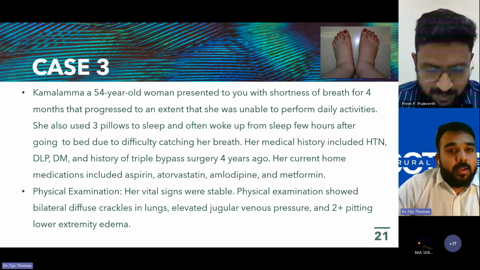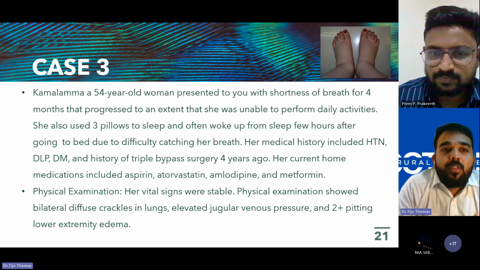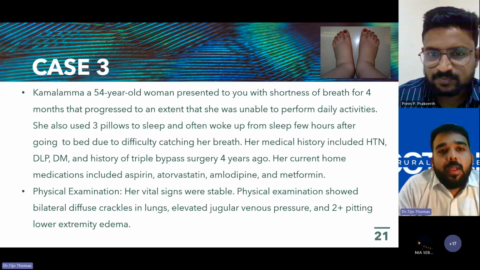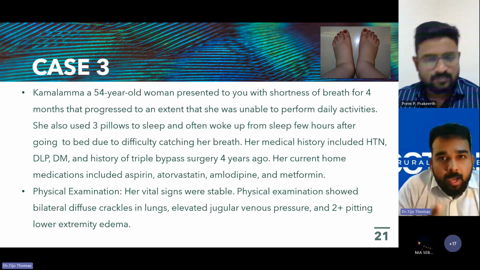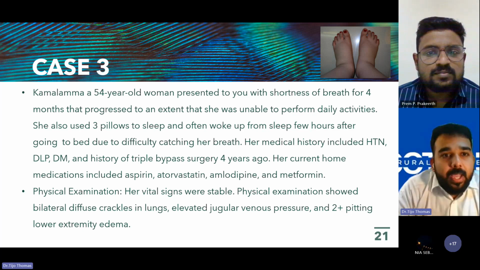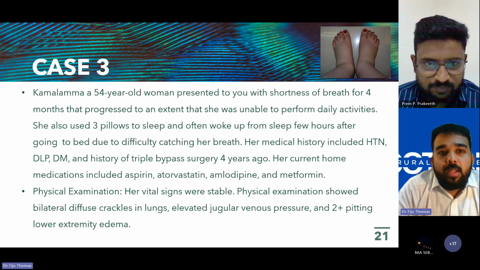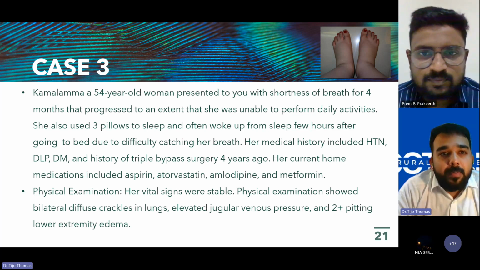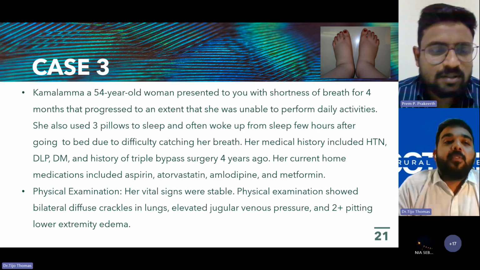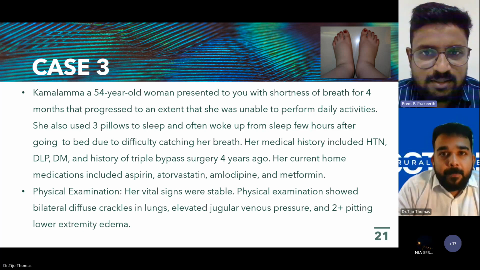So going into history, it's an elderly female who presented with shortness of breath, and it was there for a long time, and it has progressed, and she is unable to perform her daily activities. The patient already had edema, and the patient gave a history of PND, where the patient often woke up from sleep after a few hours of going to bed. So, can you just analyze the symptoms?